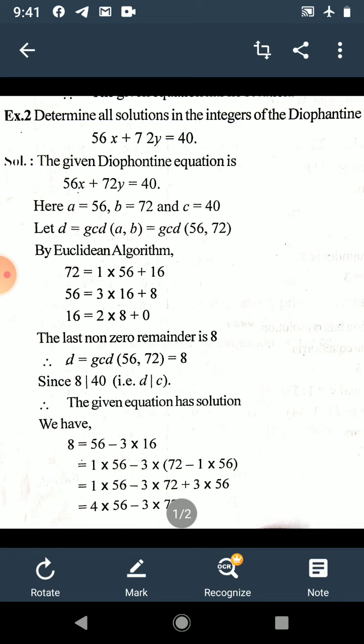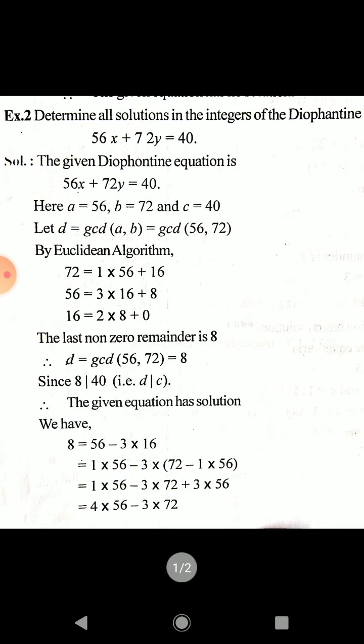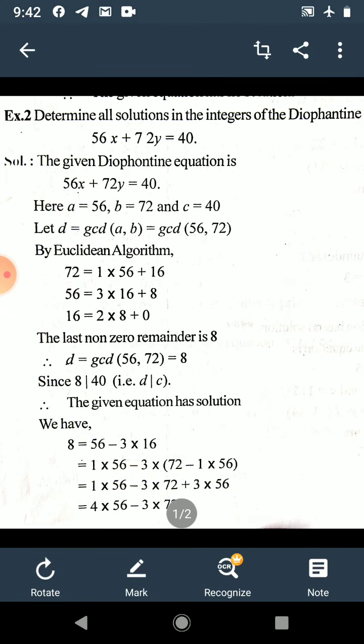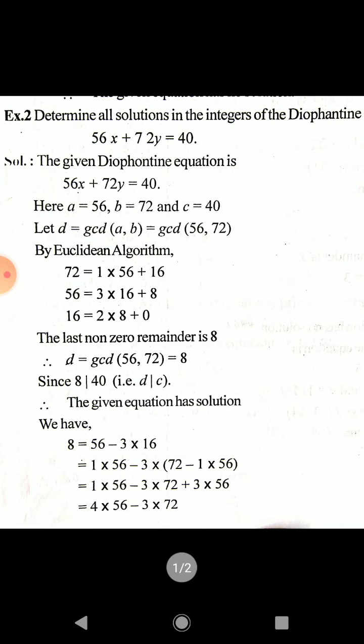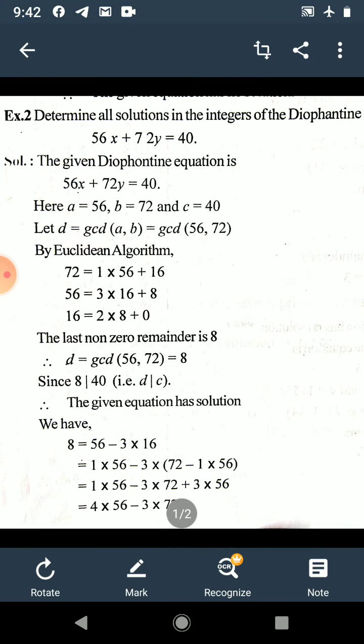Consider the problem. Determine all solutions in the integers of the Diophantine equation 56x plus 72y is equal to 40. Now, if we compare with the general form of the linear Diophantine equation ax plus by is equal to c, here we observe that a is equal to 56, b is equal to 72 and c is equal to 40.